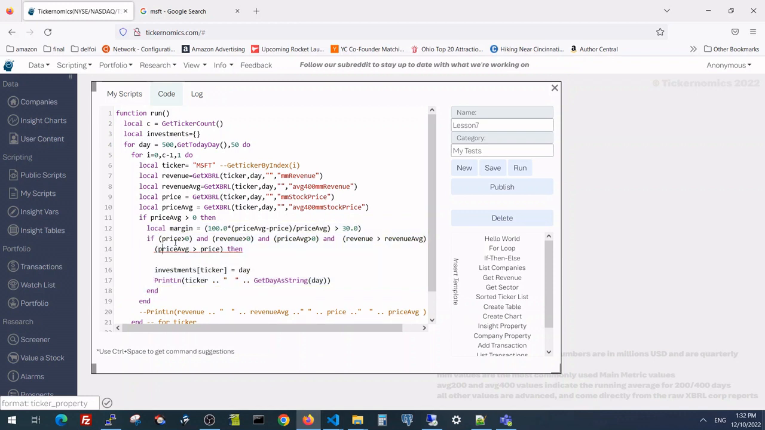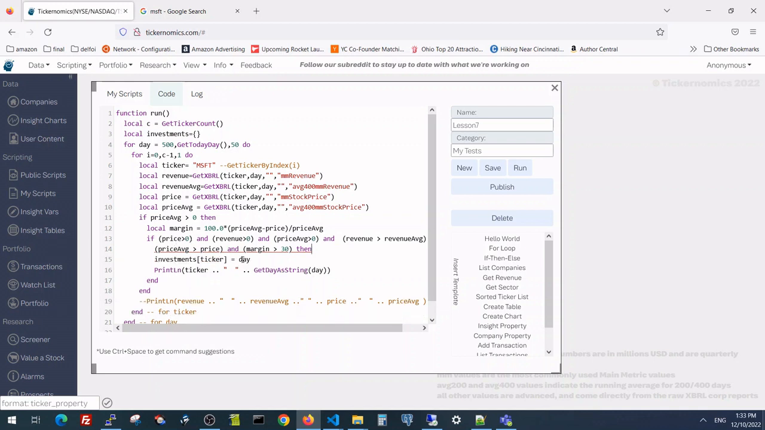Okay, and margin more than 30. So here we don't need this. See, things get simpler. Okay, now I don't think you can possibly make a mistake with brackets, hopefully. Okay, run.